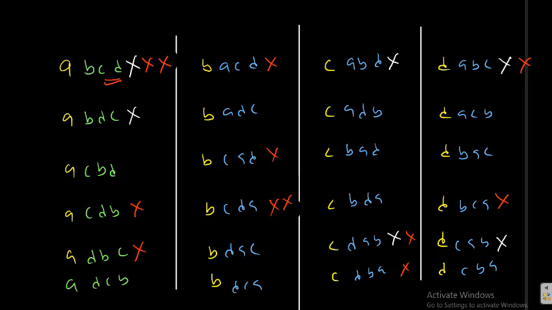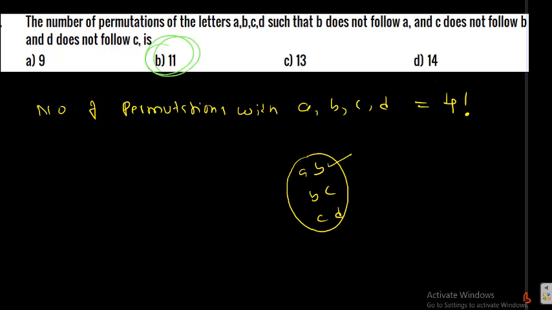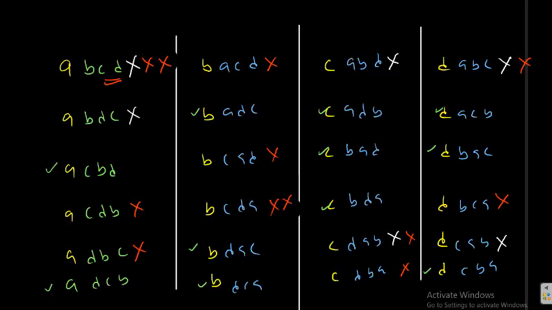I will count now. Remaining here 1, 2, 3, 4, 5, 6, 7, 8, 9, 10, 11. 11 is the answer for the problem. So the question is, from this 4 factorial, we need to remove the permutations so that b follows a, c follows b, d follows c. What I did practically, I showed you that we get 11 permutations.